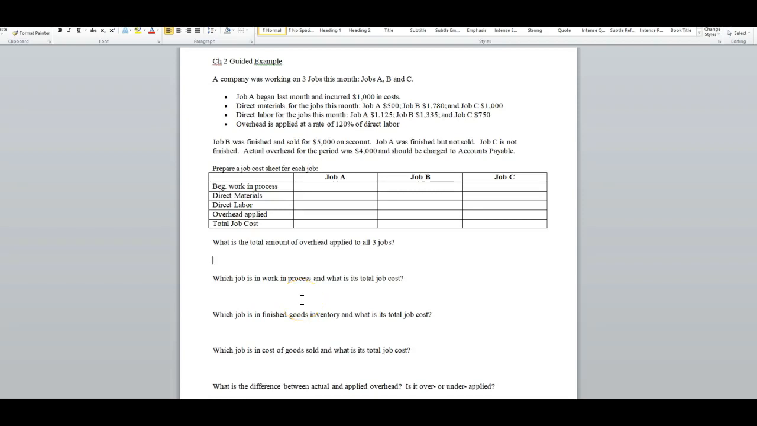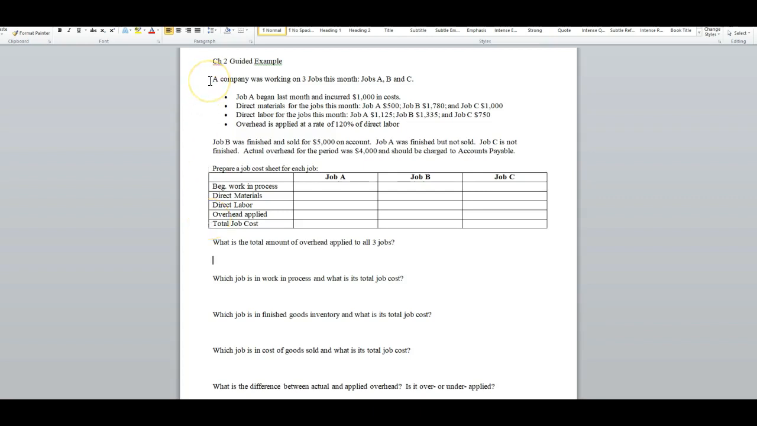So let's review everything that we've learned in Chapter 2's job costing. First, we learned about a job cost sheet. Notice a job cost sheet includes beginning work in process of jobs, that's any costs from prior periods, direct materials, direct labor, and overhead applied this period to get the total job cost.